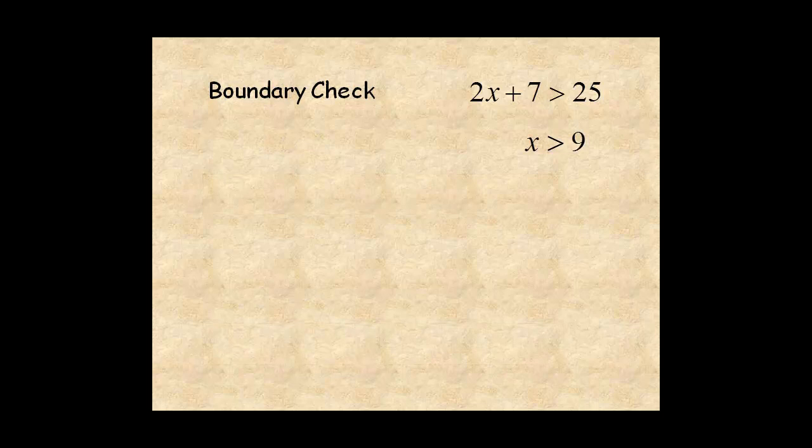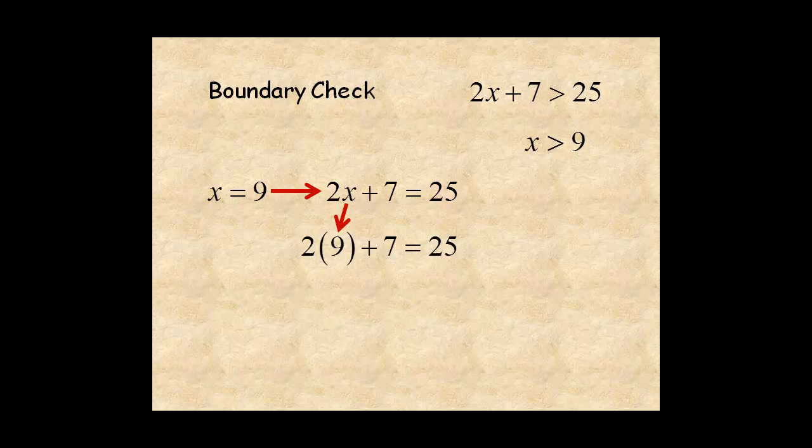Also, unlike an equation, an inequality has 2 checks. The first is a boundary check. Begin by rewriting the inequality as an equation. Then substitute x equals 9 into the equation. This gives 2 times 9 plus 7. Then 2 times 9 plus 7 is 18 plus 7, which is 25. And the boundary value checks. The boundary check verifies that you subtracted and divided correctly when you solve the inequality.